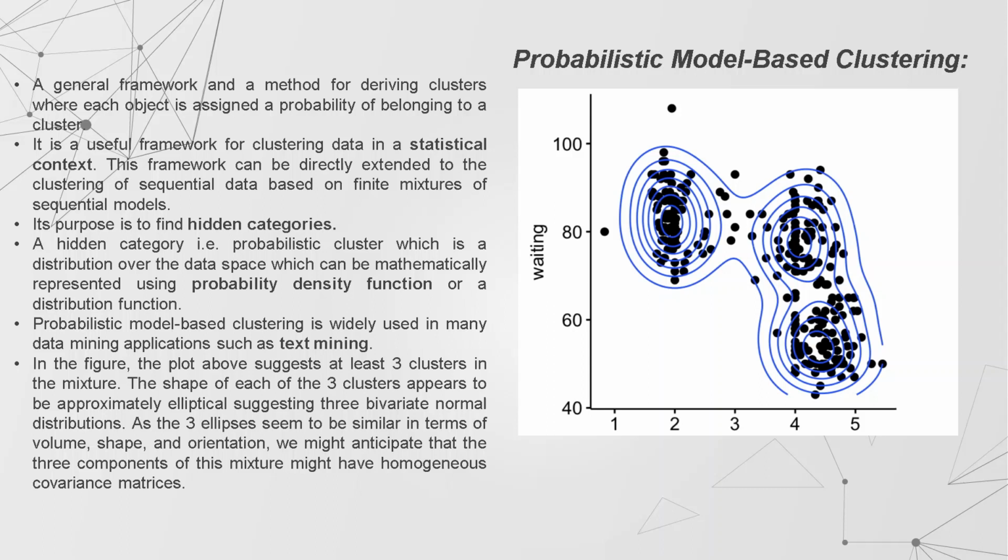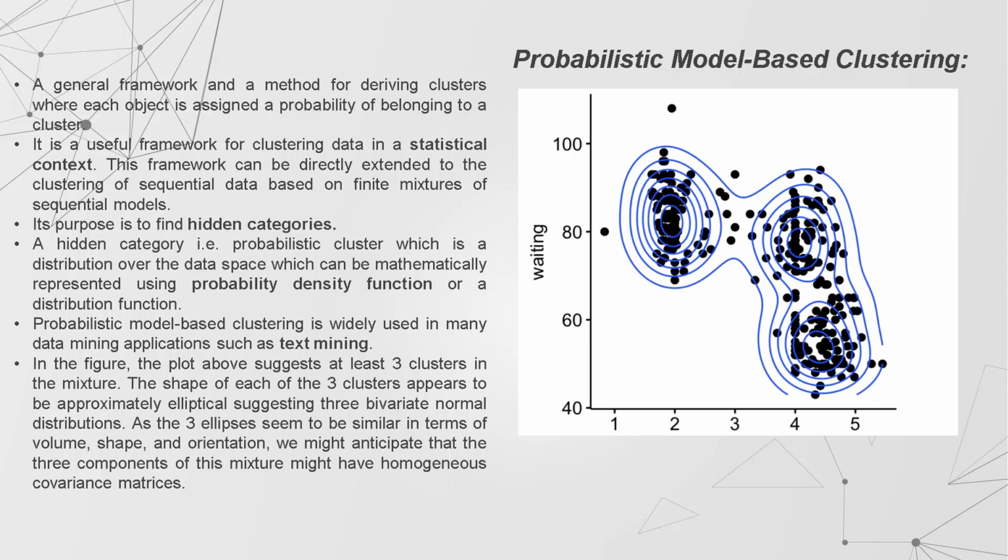Its purpose is to find hidden categories. A hidden category is like a probabilistic cluster, which is a distribution over the data space, and can be mathematically represented using a probability density function or a distribution function. Probabilistic model-based clustering is widely used in many data mining applications, such as text mining.